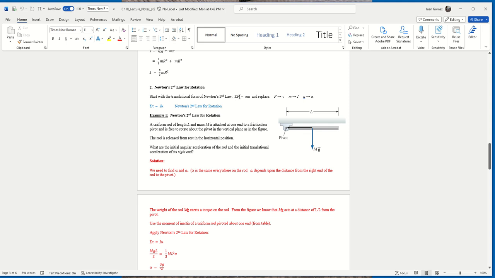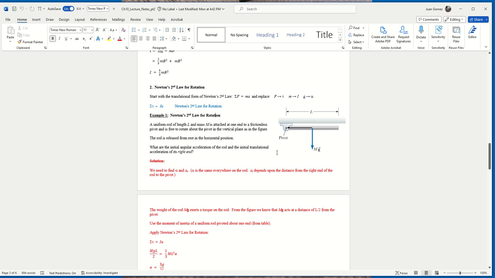The sum of the forces acting on an object equals ma. And what we're going to do is replace force with torque, mass with moment of inertia, and linear acceleration, a, with angular acceleration, alpha. So instead of the sum of the forces equals ma, we have the sum of the torques equals I alpha. And that's Newton's second law for rotation. Now remember, when we talk about the torque, the object is rotating about some axis or about some pivot.